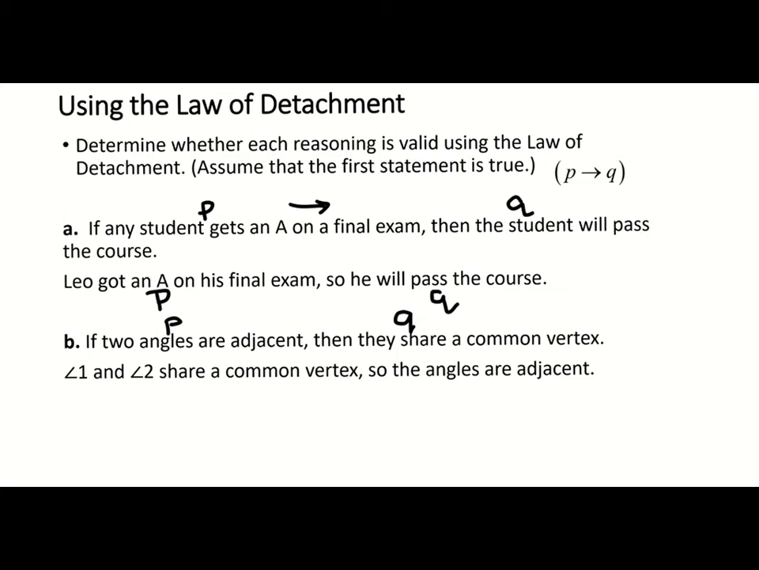Next, we have angles 1 and 2 share a common vertex. So if we look, that's going to be Q, and then the angles are adjacent, and that would be P. Because it doesn't follow the format where we have the conditional statement, then repeat P and then Q, this is not a valid argument. So this would not be a valid argument.